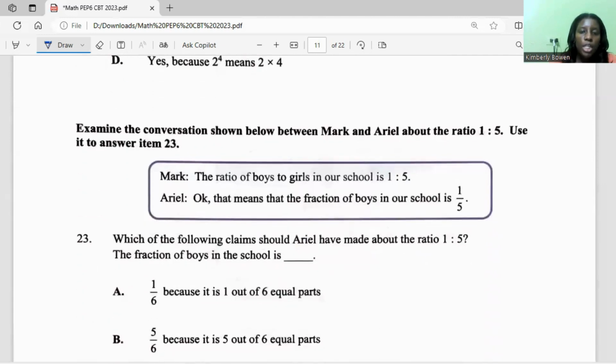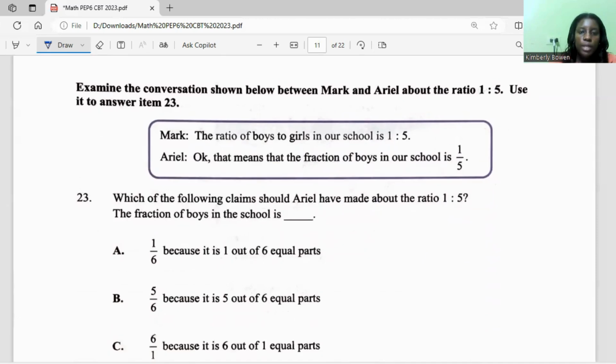Examine the conversation shown below between Mark and Ariel about the ratio 1 to 5. Use it to answer item 23. The ratio of boys to girls in our school is 1 to 5. That's what Mark said. And then Ariel said, okay, that means the fraction of boys in our school is 1/5. Which of the following claims should Ariel have made about the ratio 1 to 5?